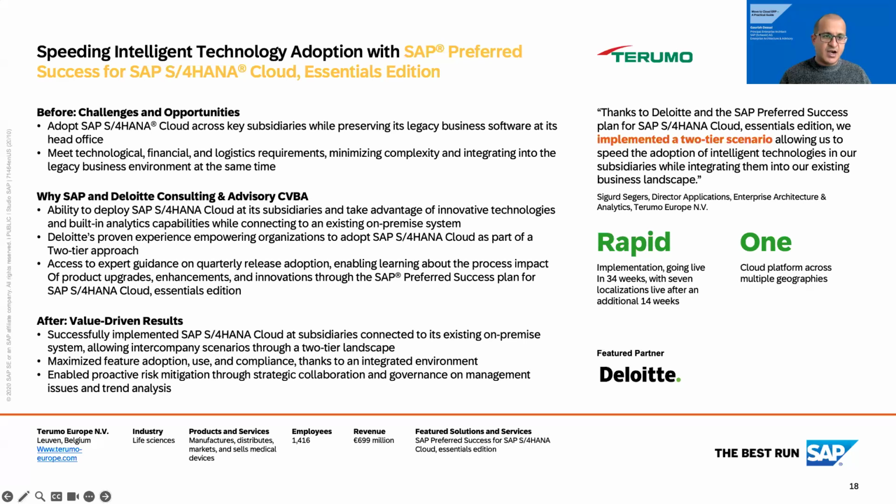Then we have a case study of Turimo, which is in Europe, a life sciences company, where they have gone for S/4HANA Public Cloud across key subsidiaries while preserving the legacy business as it is at the head office. They wanted something to go live very fast, and that's why they decided to go for two-tier architecture and onboard their subsidiaries very quickly. They did this project going live in 34 weeks with 7 localizations and total delivery time, an additional build for localizations of 14 weeks. And eventually they want to consolidate all their solutions into one ERP platform, right?